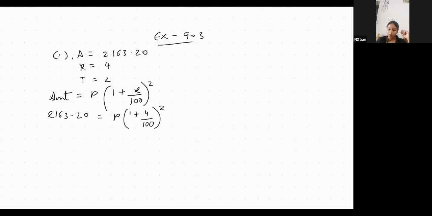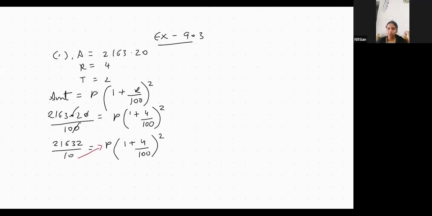Now, this point we are having here, I can remove it and put 100. Now this 0 of 100 and this 0 can be cancelled. So my number becomes 21632 by 10 equals P into 1 plus 4 by 100 raised to the power 2. Now, I told you that we can cross multiply like this.